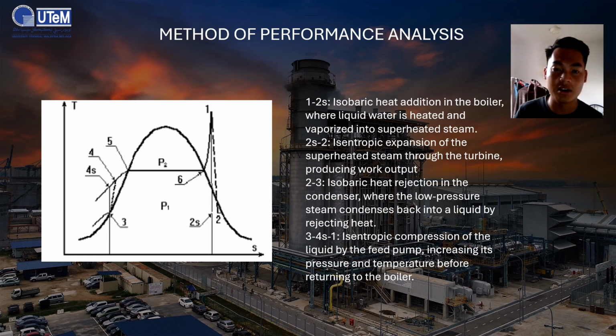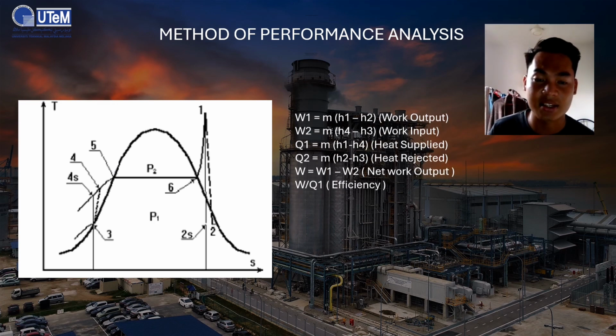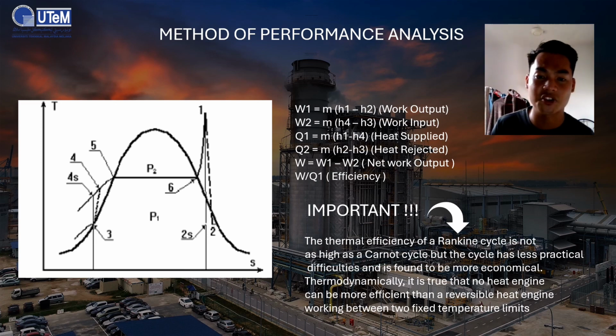So there are 6 equations here. And then the thermal efficiency of a Rankine cycle is not as high as a Carnot cycle, but the cycle has fewer practical difficulties and is found to be more economical.